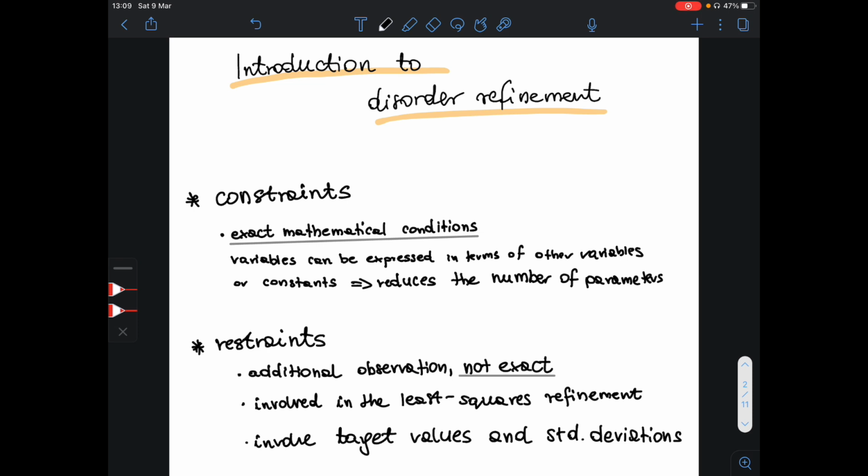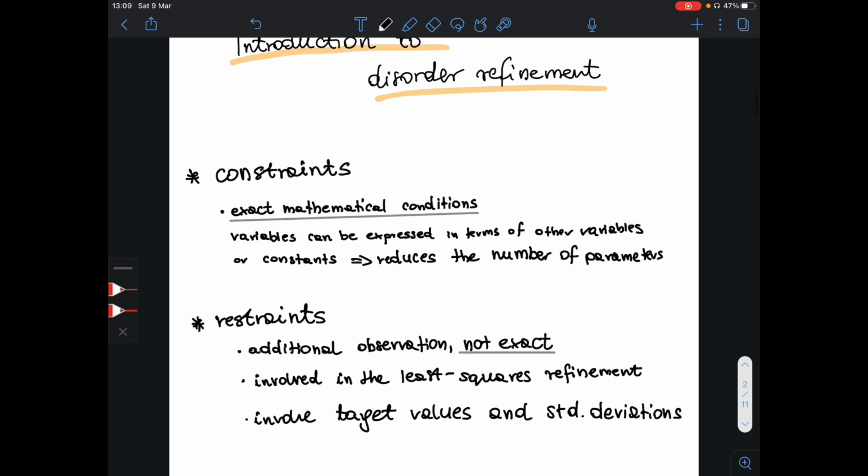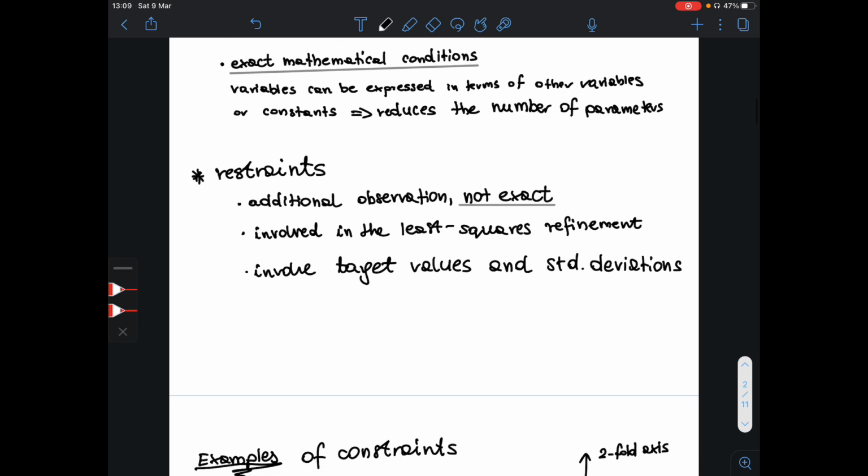Constraints are different to restraints because restraints work as some additional observations. They are not exact, so they are actually refined. And we involve some target values and standard deviations that we want to have. So we're basically defining the strength of the restraints that we want to put on our model. Let's go through examples of constraints first.